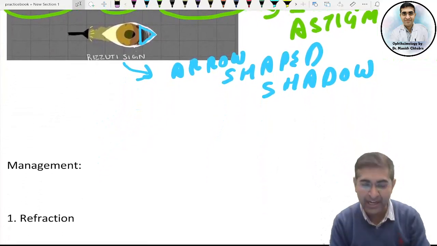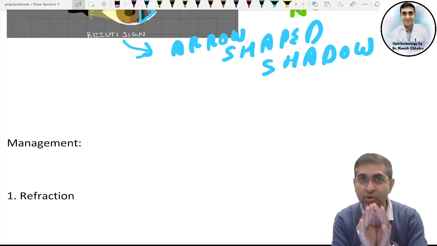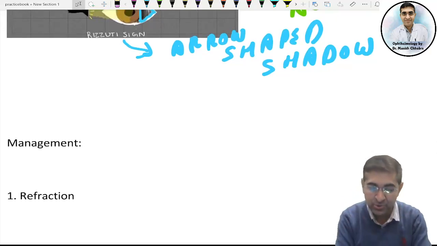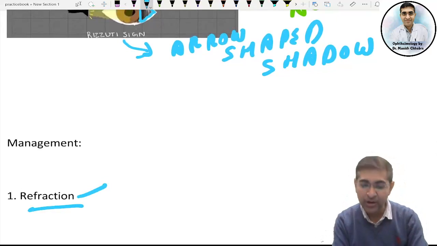Now coming over to the management, as I told you that in keratoconus there is irregular astigmatism, so you are going to do refraction, you are going to give glasses.